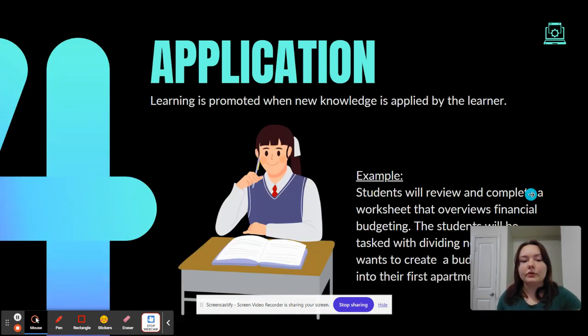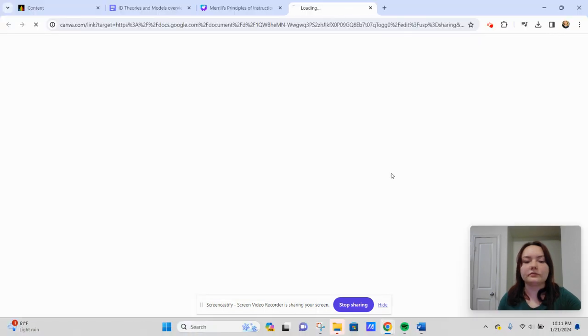The fourth principle is application, where learning is promoted when new knowledge is applied by the learner. During this principle, the students can review and complete a worksheet that overviews financial budgeting. The students will be tasked with dividing their own needs versus wants to create a budget to move into their first apartment. Linked, I have a worksheet that would be great for students to really dig deep into what goes into creating a realistic budget.